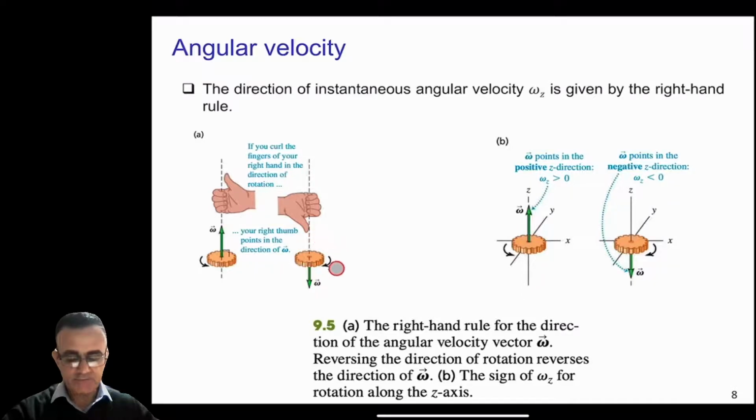In this case, because the body is rotating clockwise, if you curl your fingers of the right hand in the direction of the rotation, your thumb will point in the downward direction, which is the direction of the velocity here. Okay, now which velocity is positive, this one or this one? It again depends on this case here. Because this is our x, this is our y, and this is our z, the instantaneous angular velocity pointing in the positive z direction is positive. And this one is pointing in the negative z direction, so this means that it's a negative angular velocity.